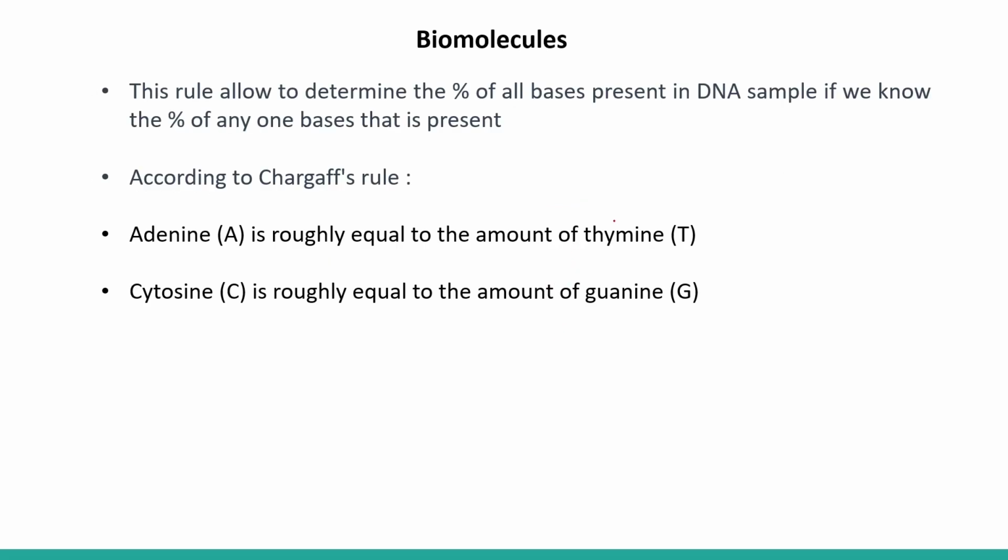Okay, now Chargaff's rules. This rule allows us to determine the percentage of all bases present in a DNA sample if we know the percentage of any one base that is present. So if you know any nitrogenous base percentage, suppose adenine in a DNA sample is 20%, then you can find out the percentage of thymine, cytosine, and guanine. So interesting, isn't it? So this is Chargaff's rule. According to this rule, the percentage of purines is always equal to pyrimidines.